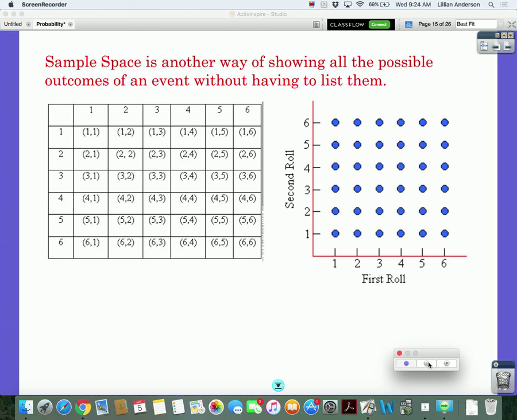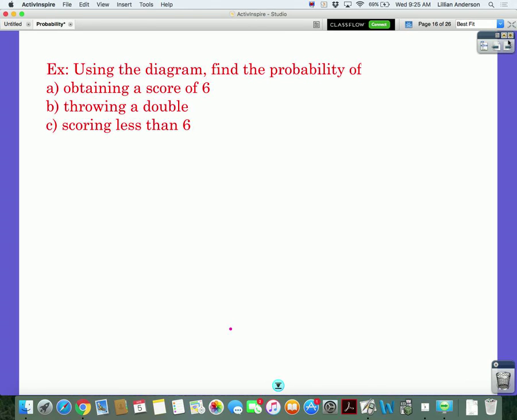So it's kind of like what Venn diagrams are, or like a table that lays out what your different outcomes are. This is just another visual representation. So we're going to use these sample spaces to answer this set of questions. Using either diagram, it really doesn't matter, we're going to find the probability of obtaining a score of 6, rolling a double, and scoring less than a 6, okay?